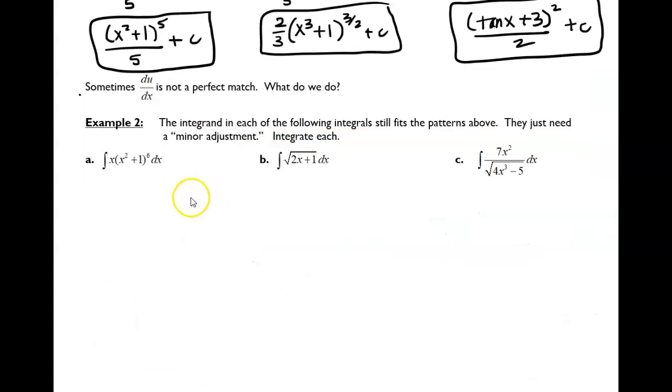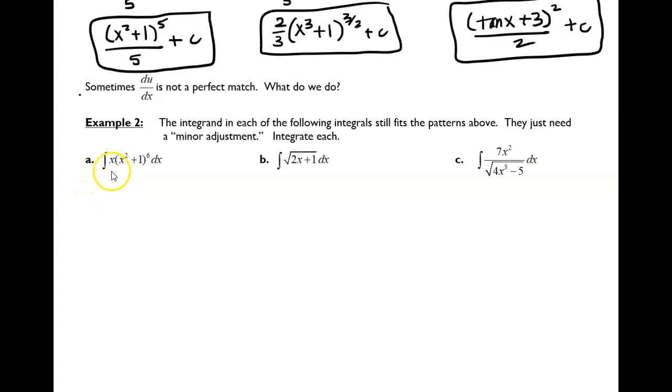Now, sometimes our du is not going to be a perfect match like it was in the last 3 examples, so we might need to figure something else out. So essentially what we're going to do is just compensate. As long as our difference is only by a constant, then we can just adjust the integral or balance it out with a constant coefficient. So let's check this out.